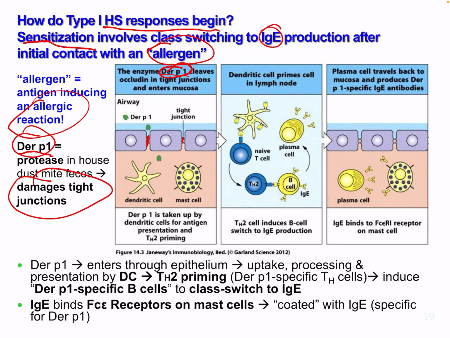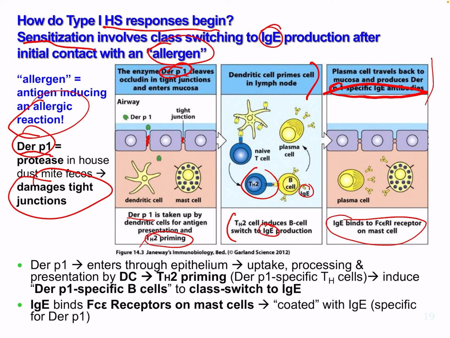So this actually gets through our tight junctions and enters our mucosa if we inhale it, let's say. So this Der p 1 is then taken up by dendritic cells for antigen presentation and Th2 priming. Then these dendritic cells prime the cells in the lymph node, where our Th2 cells induce B cells to switch to IgE production. Then our plasma cells travel back to the mucosa and produce Der p 1 specific IgE antibodies.